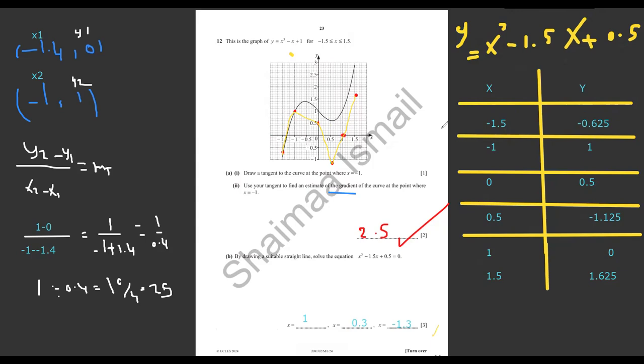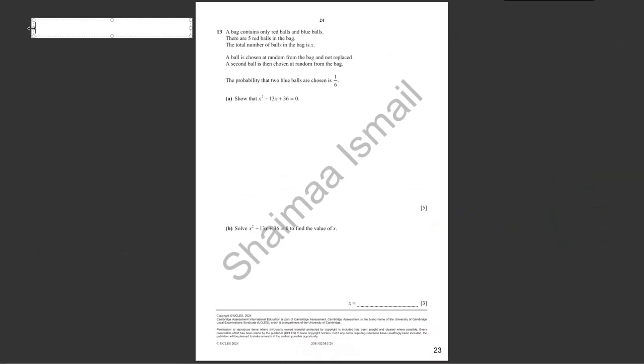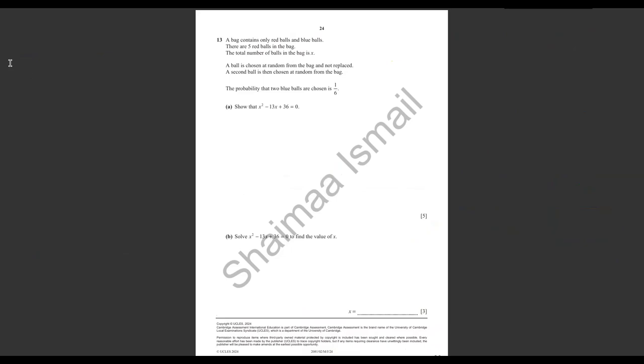Let's see the next. Number 13, a bag contains red balls and blue balls. There are 5 red. Let's write our info here. We have 5 red, and here we have a total of x. So we have red, blue and total. I prefer to make it like this.